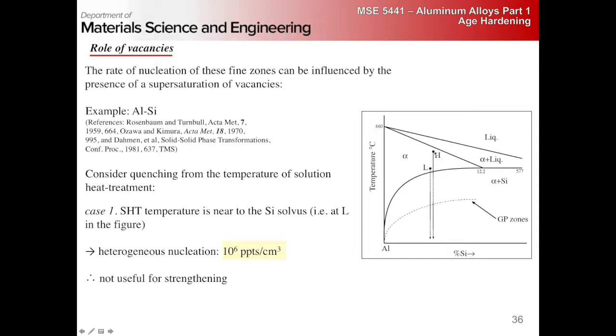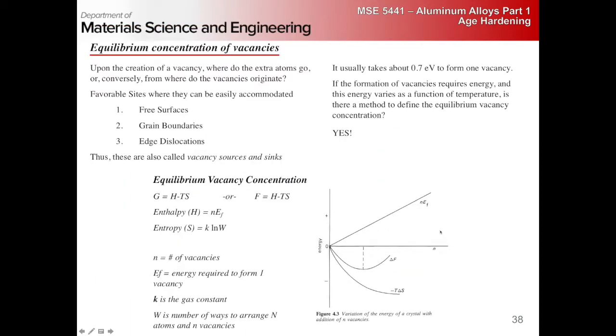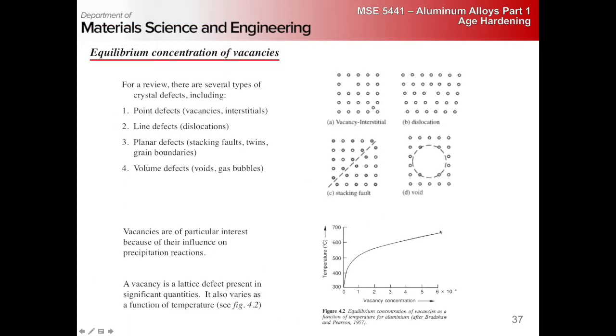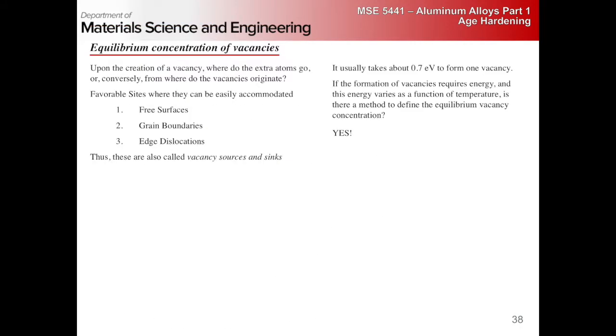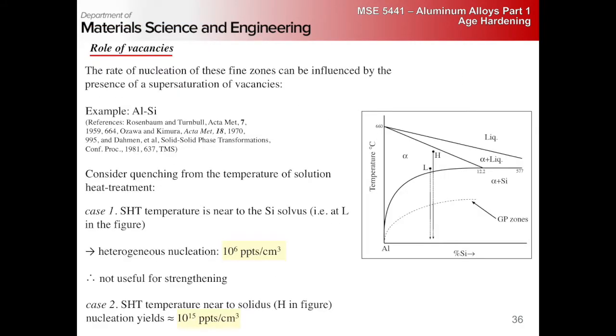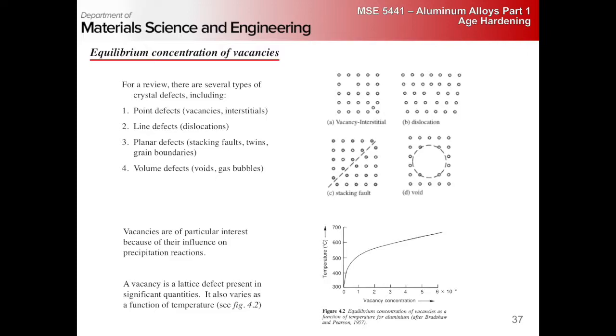But if we go from this higher temperature down into the two-phase region, we have roughly 7 orders of magnitude higher precipitation density, and that's completely due to the fact that we have a much higher quenched-in vacancy content. So where does this come from?